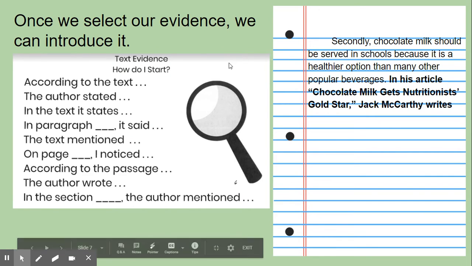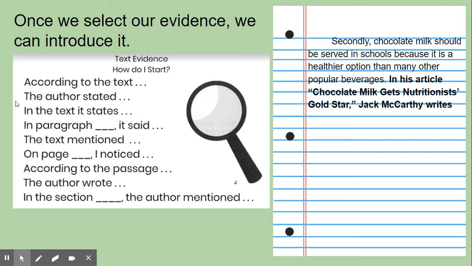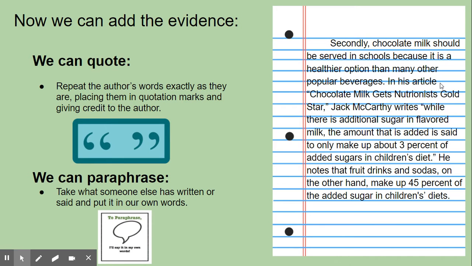All right, so now that I selected my evidence, let's introduce it with one of our sentence starters. I decided I would use a version of "in the text it states," but since we're using many different texts for this essay, I need to say specifically which one. So I said, "In his article, Chocolate Milk Gets Nutritionist Gold Star, Jack McCarthy writes," so there we go. I introduce it. Now I can give my evidence.